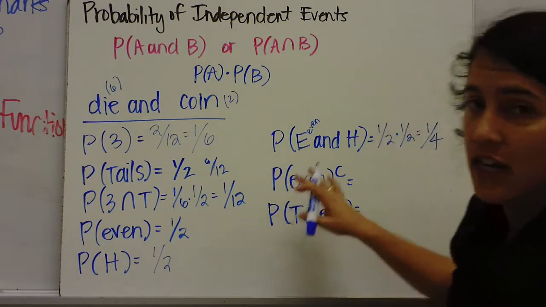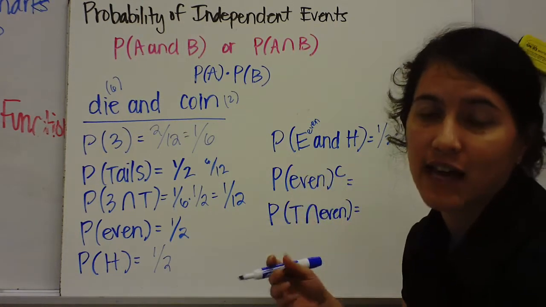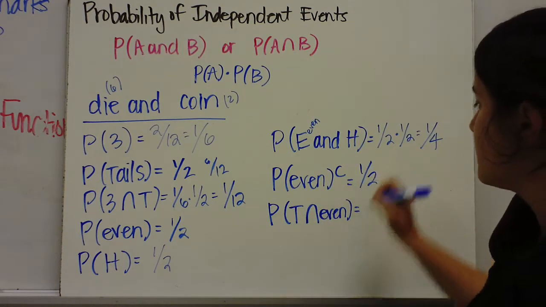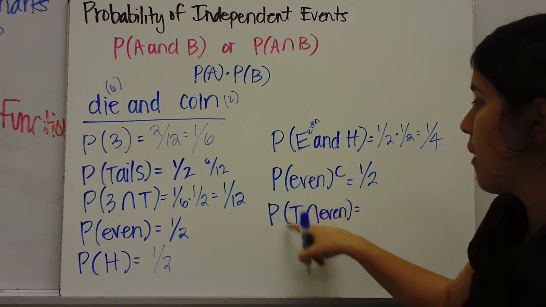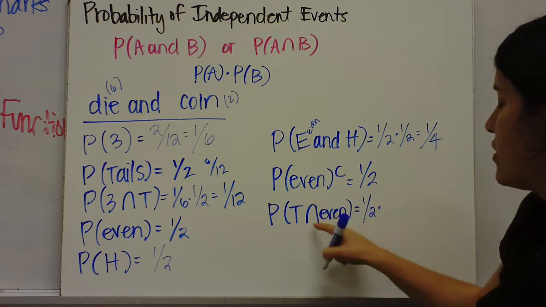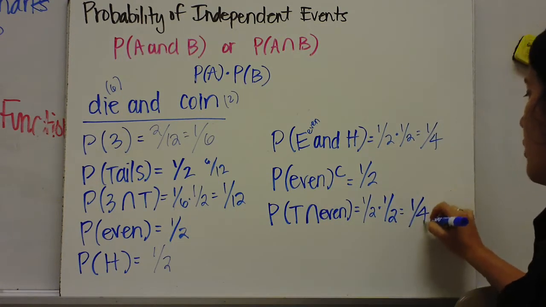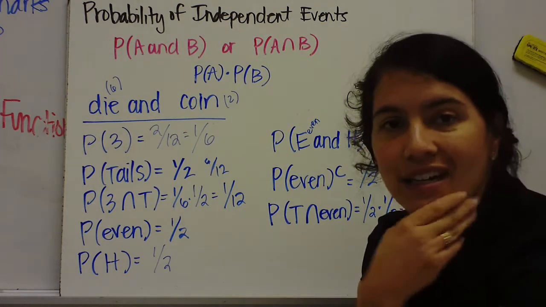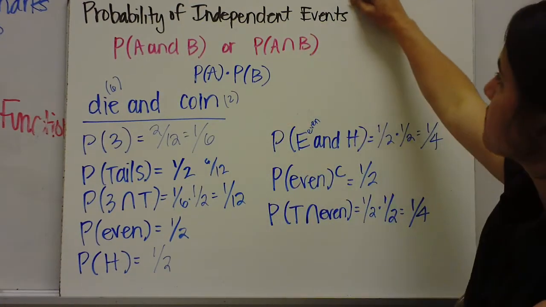Probability of an even number complement. The probability of an even complement. So if it's not even, the set that's not even is odd. So that would be 1/2. And then the probability of a tails and an even. So the probability of getting a tails is 1/2. The probability of getting an even is 1/2. So if you multiply those together, you would get 1/4. To find the probability of independent events, you would multiply the probability of A times the probability of B.